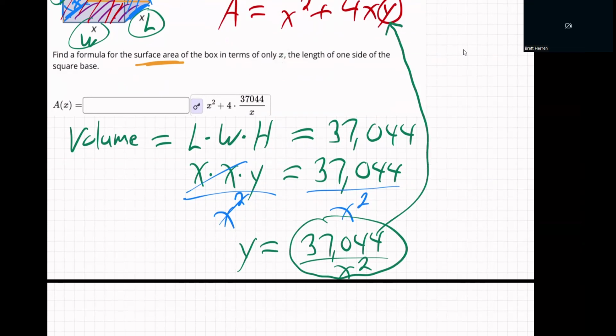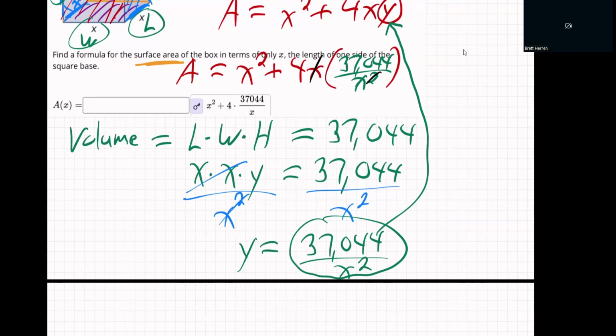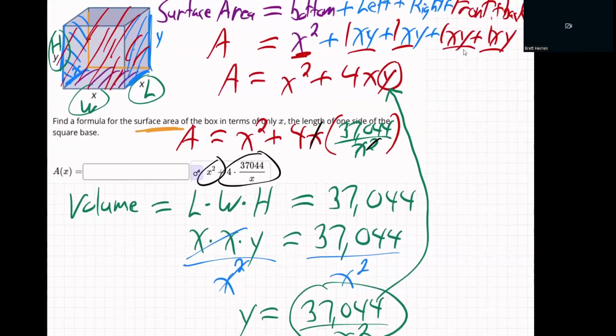So then the area formula will equal x squared plus 4x times 37,044 over x squared. One other thing, you can cancel this and one of these, right? So that's how they got that. There it is. There's the area formula for that box in terms of x only.